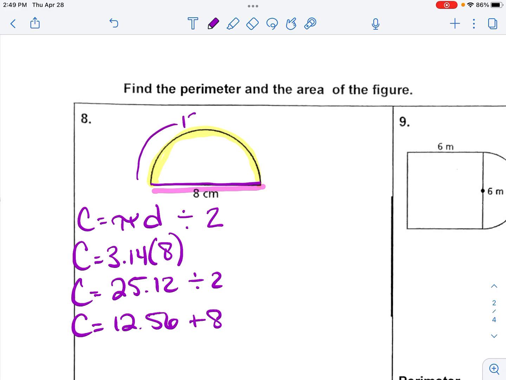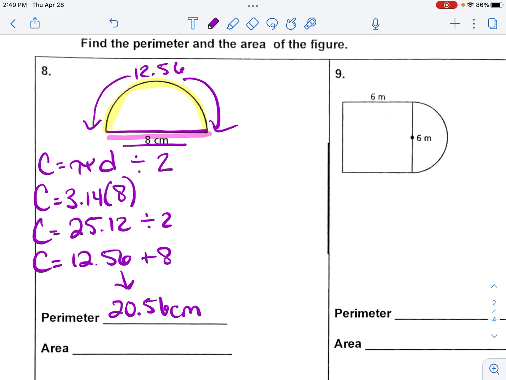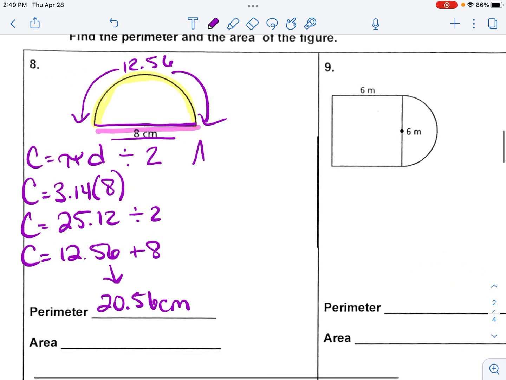So we're going to add 8 since it's perimeter, the distance around for us. So from here to here is 12.56. Now we're going to add this 8. So then 12.56 plus 8 is 20.56 centimeters.